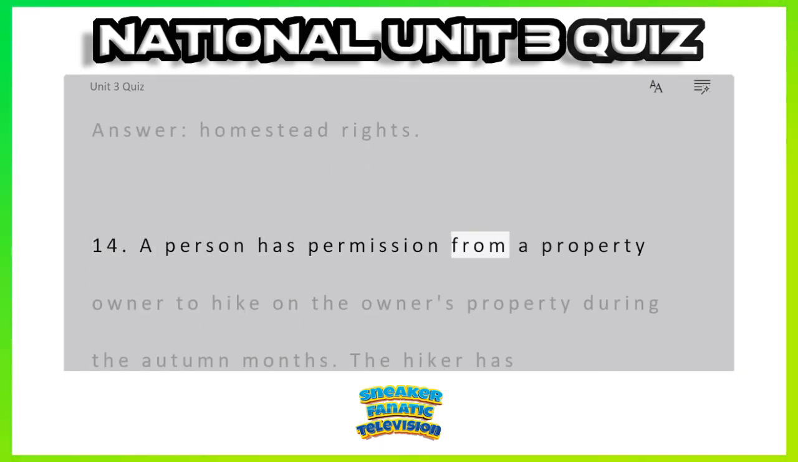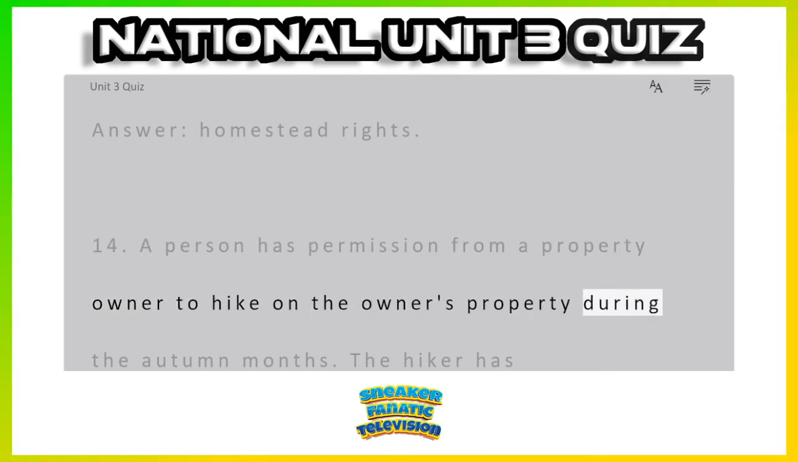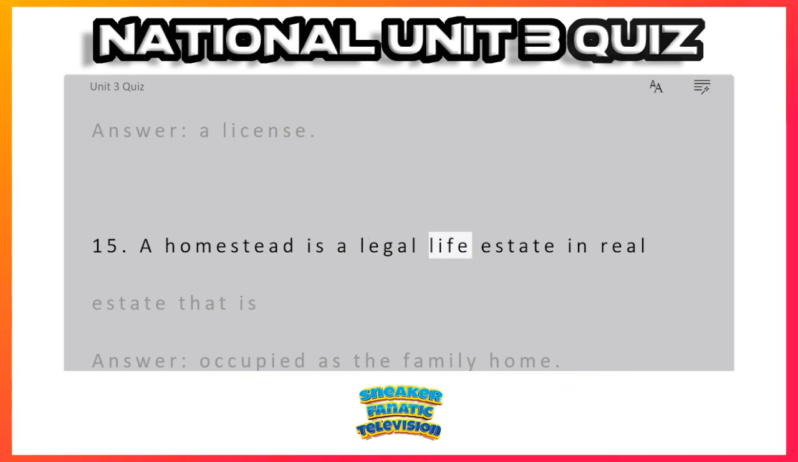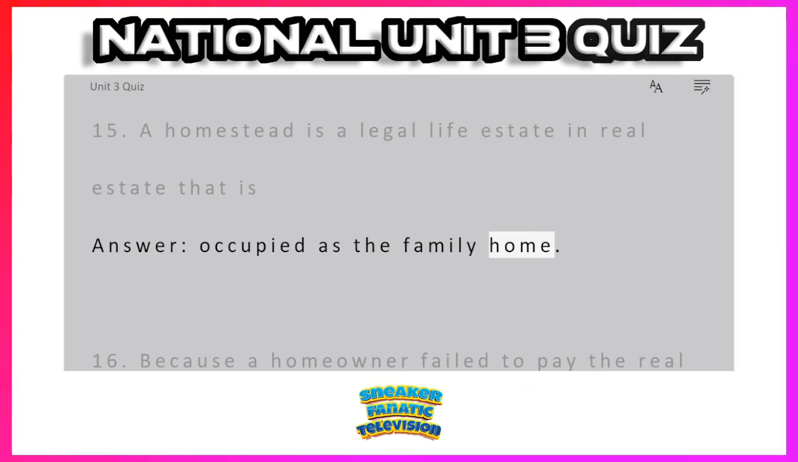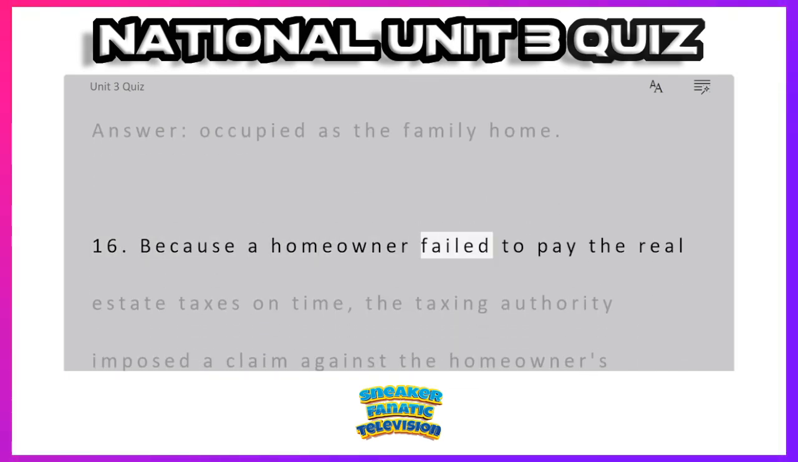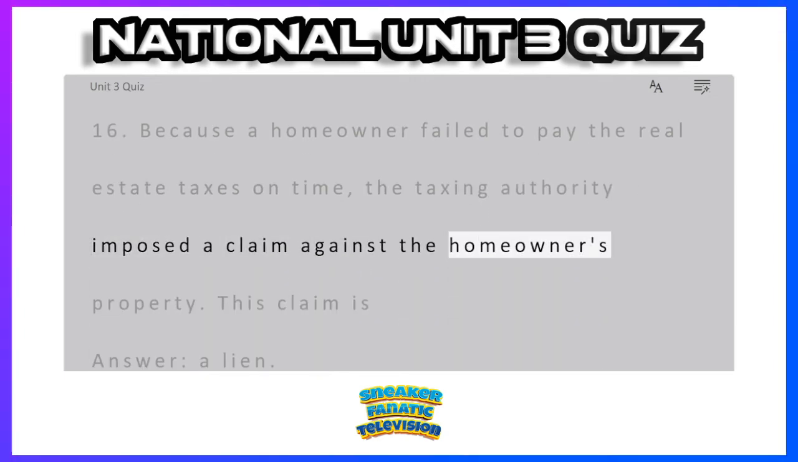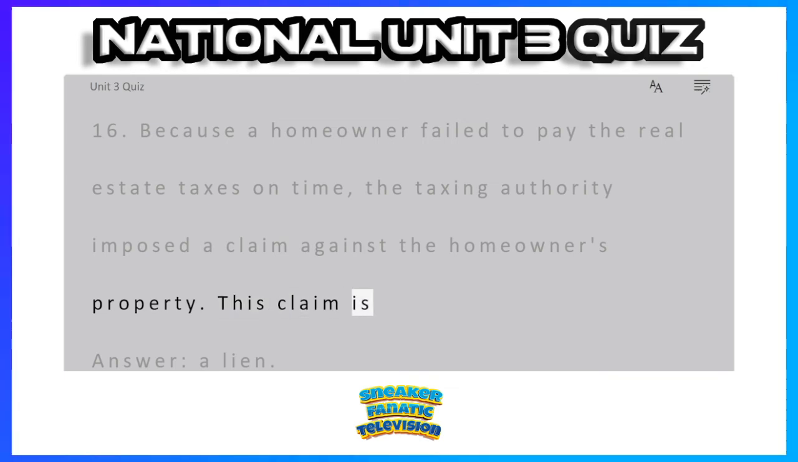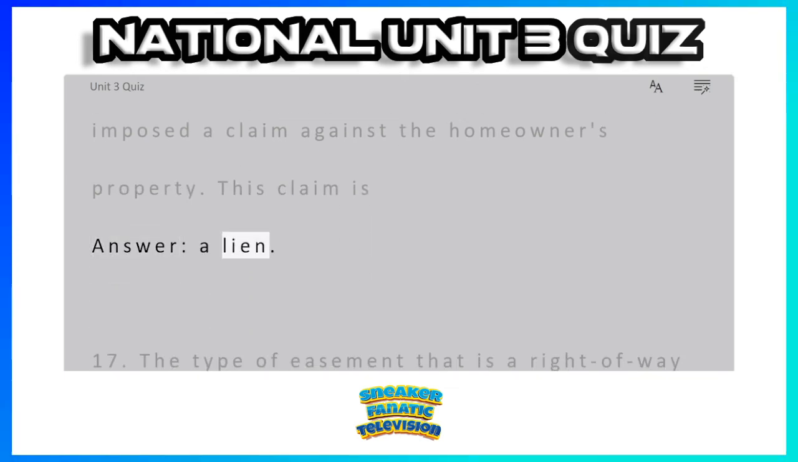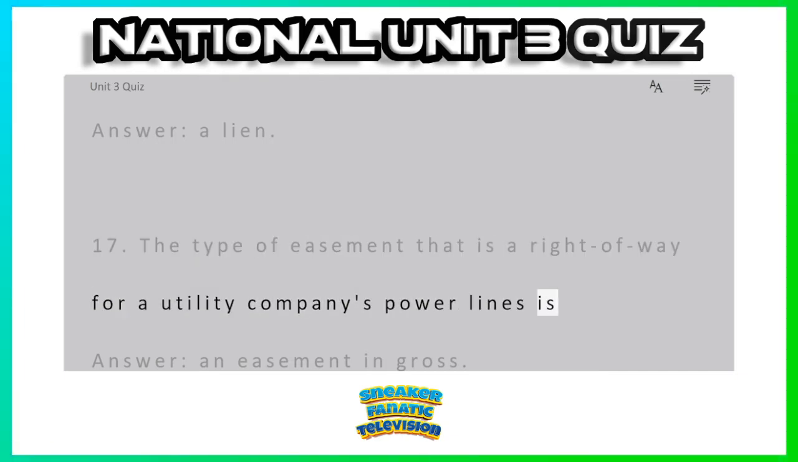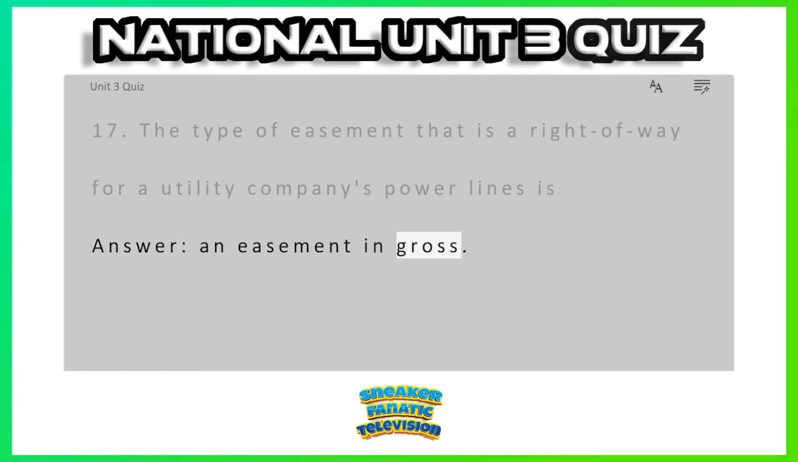14. A person has permission from a property owner to hike on the owner's property during the autumn months. The hiker has. Answer: A license. 15. A homestead is a legal life estate in real estate that is. Answer: Occupied as the family home. 16. Because a homeowner failed to pay the real estate taxes on time, the taxing authority imposed a claim against the homeowner's property. This claim is. Answer: A lien. 17. The type of easement that is a right-of-way for a utility company's power lines is. Answer: An easement in gross.